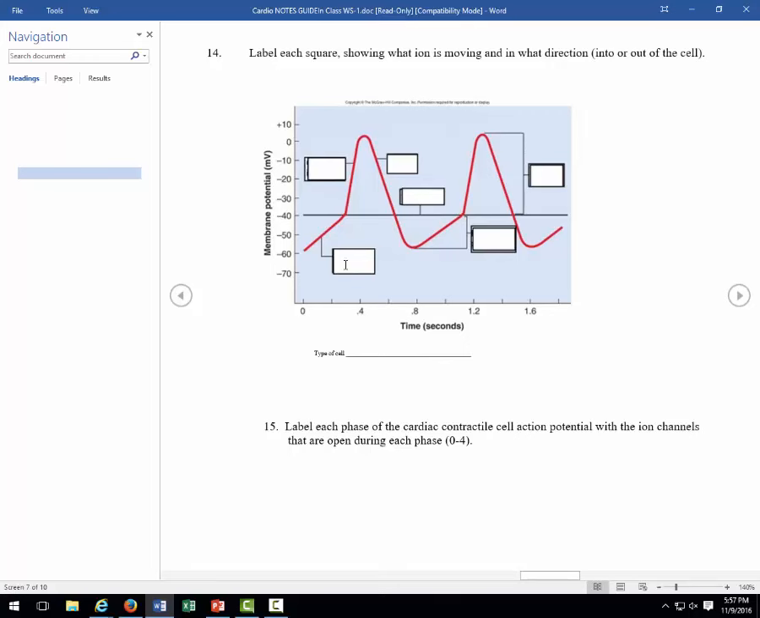So down here, what's the ion? Sodium, and it's going what direction? In. And here, calcium going in. Here, potassium going out. And then this is just threshold. And what do we call this whole thing from here to here? Pacemaker potential. Yeah, because it's not caused by anything. It just drifts on its own. And then here, repolarization.